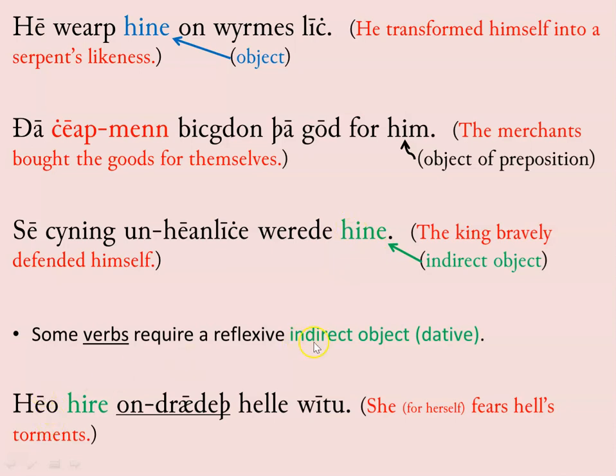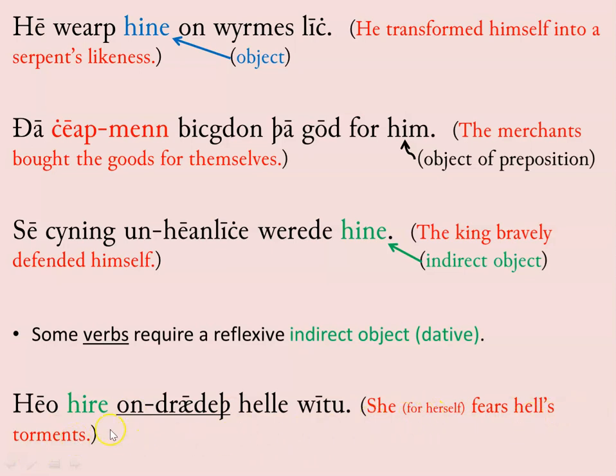Now, some verbs require a reflective indirect object, and this is in the dative form. So indirect objects always take the dative form. Heo hiara onda des helawitu. She. This is the dative here, so you can take that for herself. Fears hell's torments. She fears hell's torments. She's afraid. She fears the torments of hell.